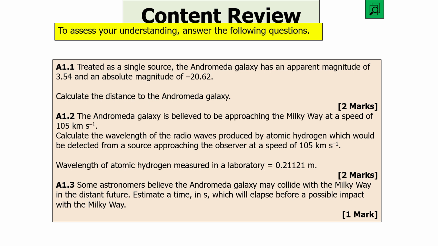The wavelength of atomic hydrogen measured in the lab is 0.21121 meters. And then some astronomers believe that the Andromeda Galaxy may collide with the Milky Way in the distant future. Estimate the time in seconds which would elapse before a possible impact with the Milky Way would occur. So pause the video now, then unpause the video when you want to go through your answer.